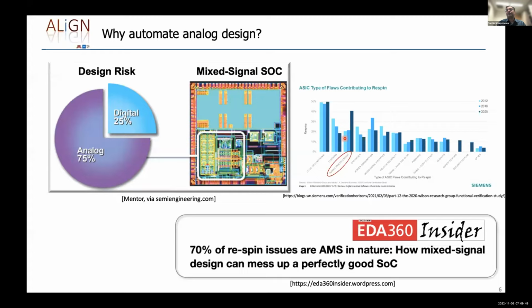This is not just because of new technologies, but also possibly because we are designing a lot more circuitry in analog than we used to do. So all of this contributes to the fact that analog design requires a lot more care when you're building your circuits, and therefore automation can only help.